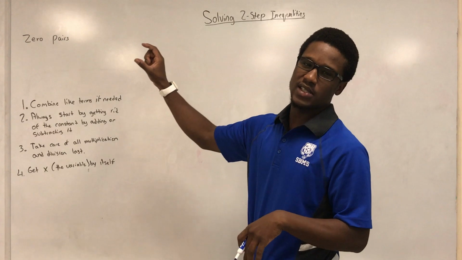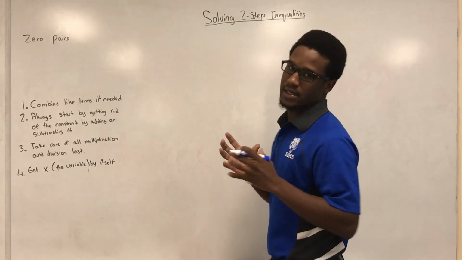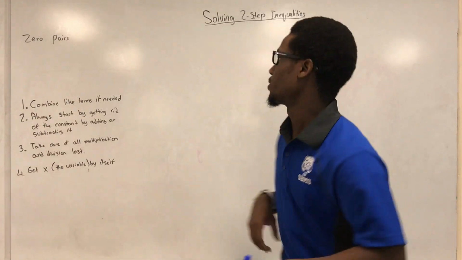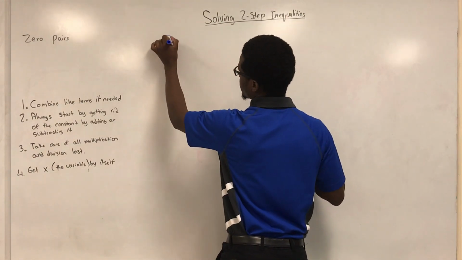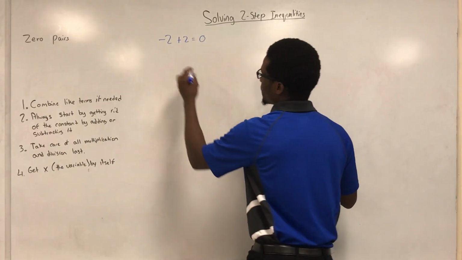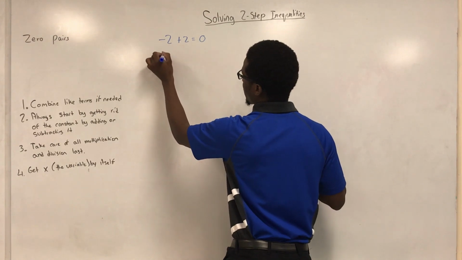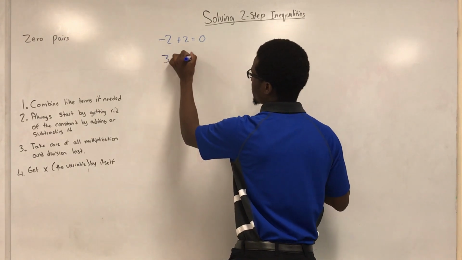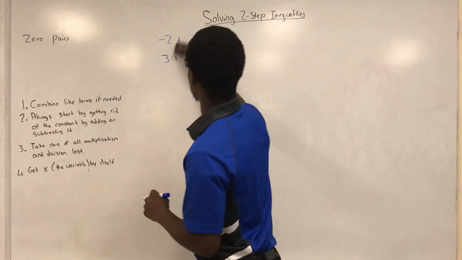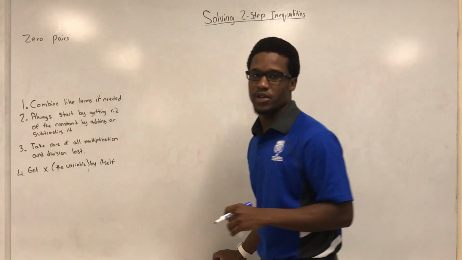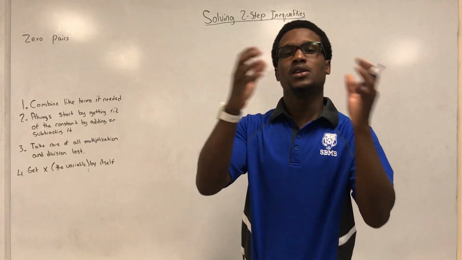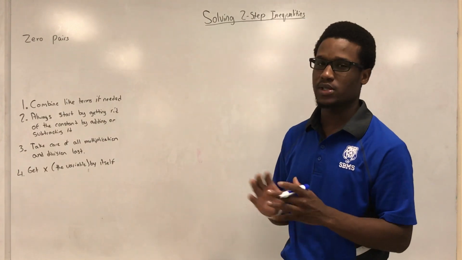So let's start with the concept of zero pairs. What a zero pair basically is, is a number and its opposite. The sum is always going to equal 0. Okay? So if we take -2 and we add +2, it's going to be 0. If we take +3 and we add -3, it's going to be equal to 0. So that is just the concept of zero pair. The other thing you need to learn is an inverse operation. Okay? So the inverse of addition is subtraction. The inverse of division is multiplication, okay? So just keep those things in mind.